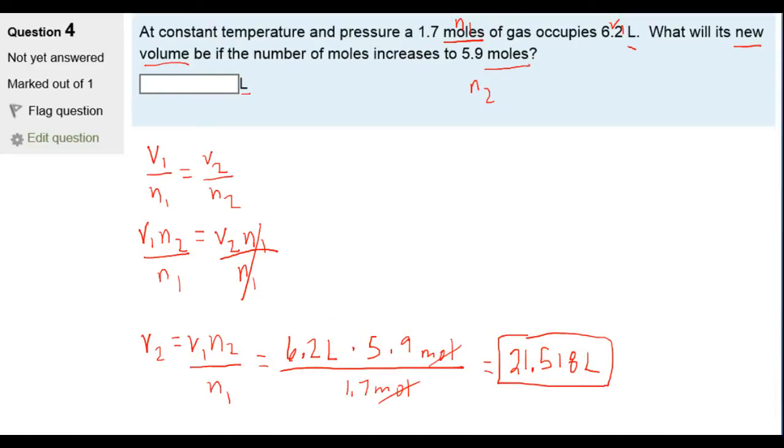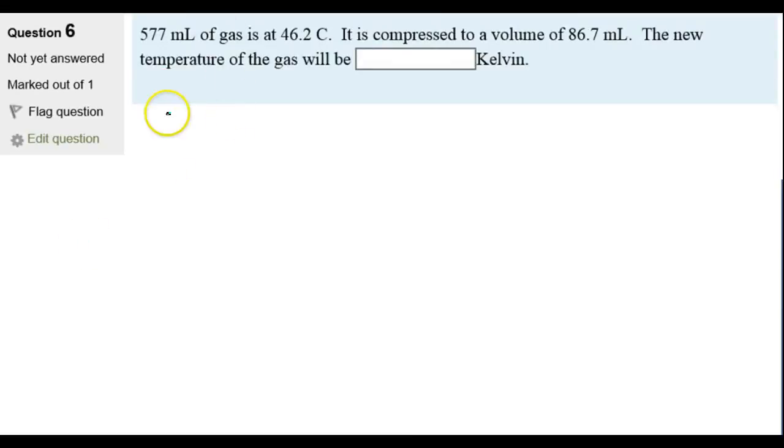Let's take a look at another problem. In this problem here, we have 577 milliliters of gas at this temperature right here. So it looks like this is going to be the starting volume, and this right here is going to be the starting temperature. It is compressed to this right here. So it looks like this is going to be V2. And the new temperature of the gas is what we're asked to find.